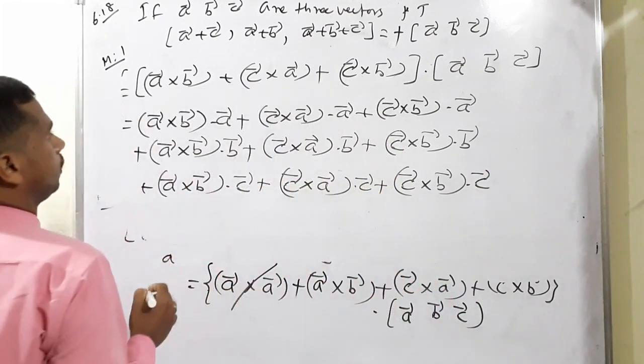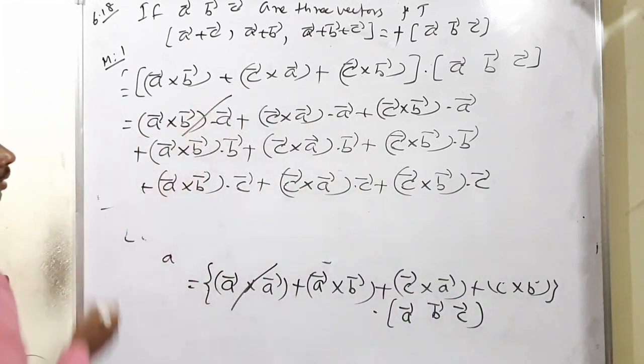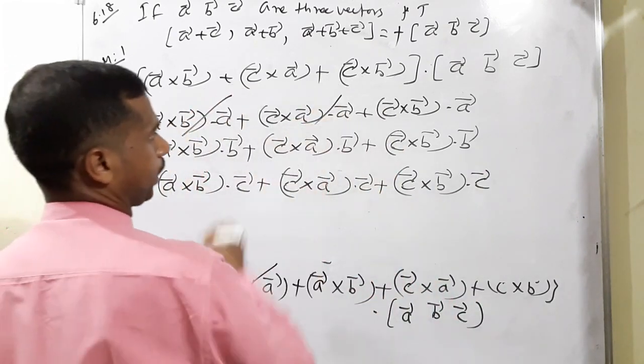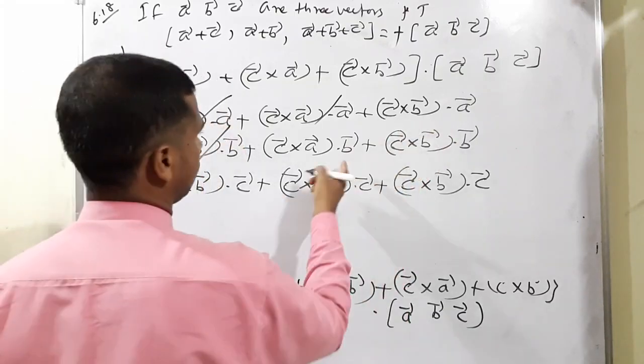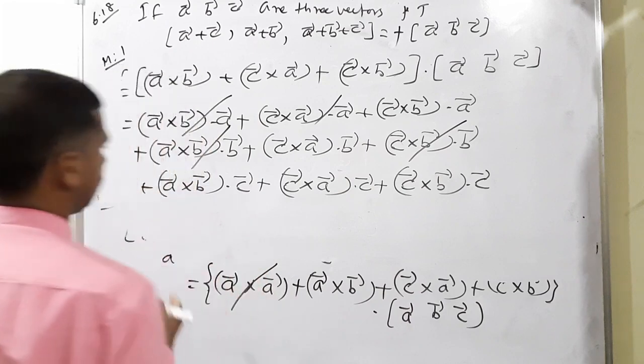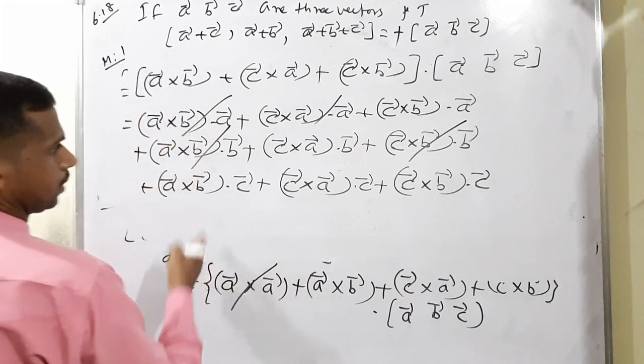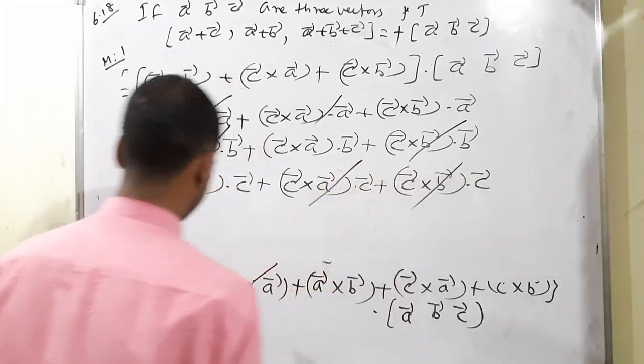Now the like terms: this cancels, this also cancels, this does not cancel. Then for B, this cancels here, this does not cancel, this one also.